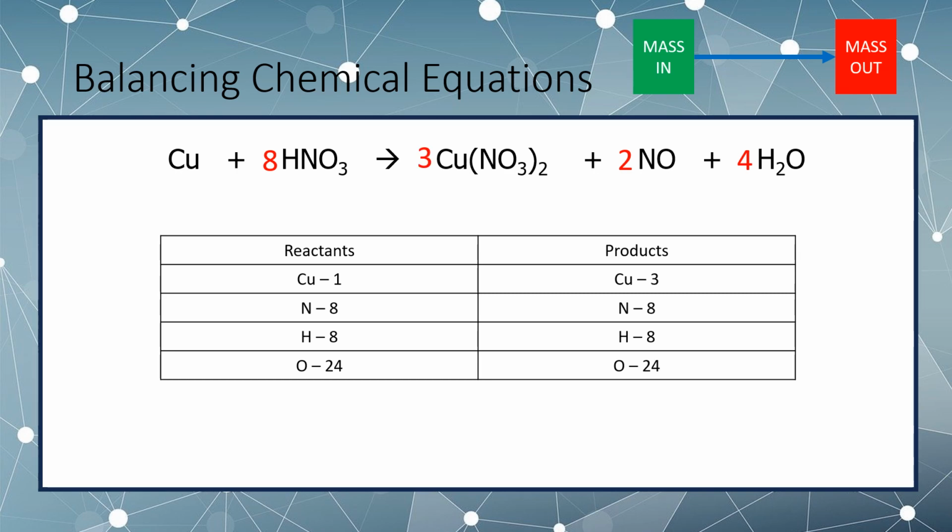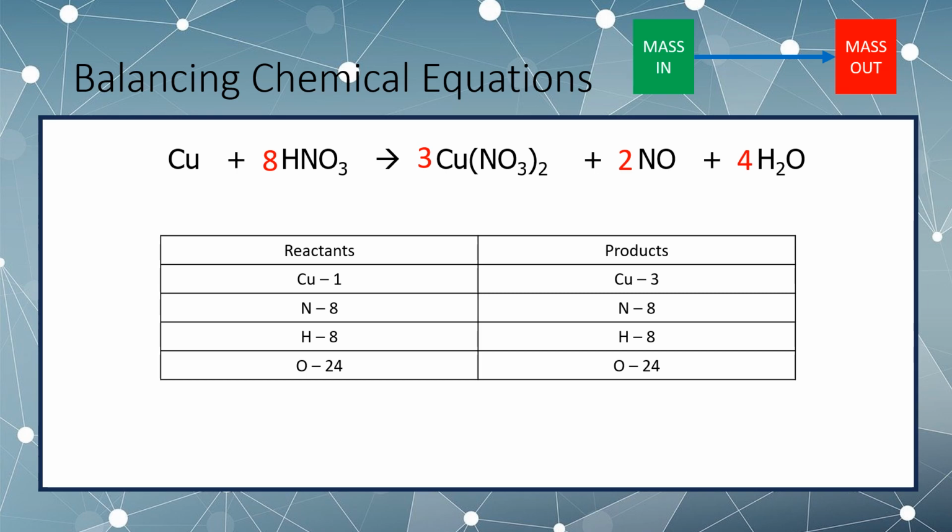Look at that. We've got balanced nitrogens, balanced hydrogens, and balanced oxygens. Our N is 8 on the left, our N is 8 on the right. Our H is 8 on the left, our H is 8 on the right, and our oxygen's 24 on the left, and our oxygen's 24 on the right.